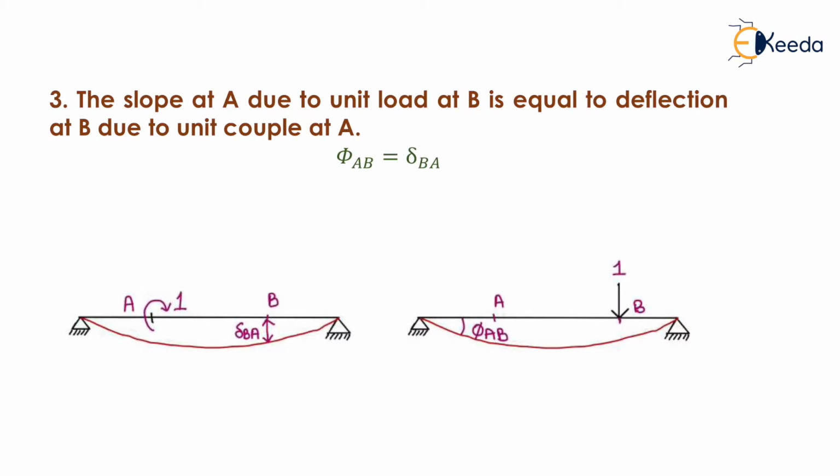Now the third version: the slope at A due to unit load at B is equal to the deflection at B due to unit couple at A. It means that if we apply a unit couple at A, then deflection, that is delta BA, will take place at B, which will be equal to the slope at A, that is phi AB, due to unit load at B. So phi AB is equal to delta BA. That is Maxwell's reciprocal theorem.